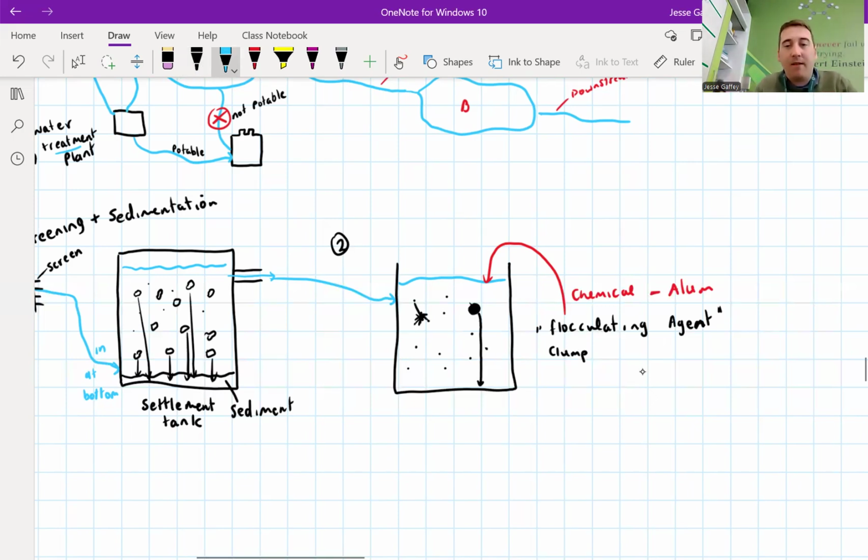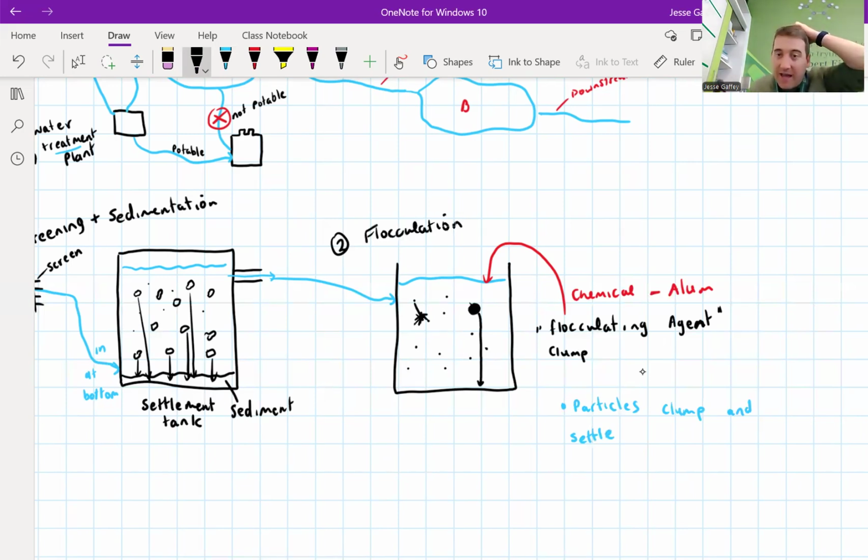All right, so what happens in this stage is that the particles clump or flocculate, and then they settle. So this second stage is known as the flocculation stage. Flocculation, alum is the chemical, so we'll put that in. Alum is added. That causes the particles to clump together. They sink, then they settle.